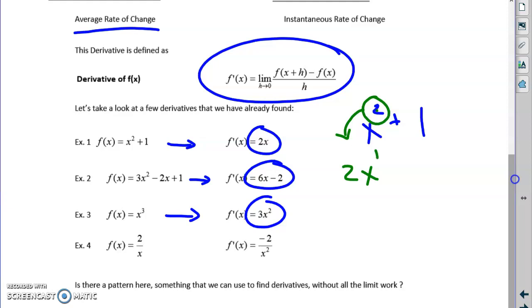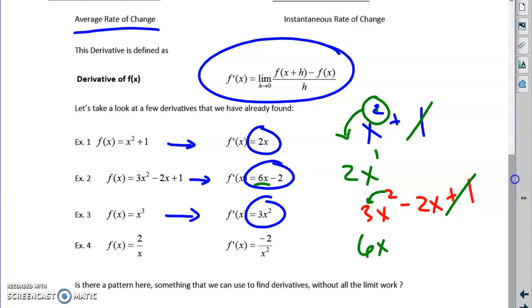Okay? What happens to a constant? Seems to be gone. I don't know. So let's go to the next one. 3x squared minus 2x plus 1. Well, again, the constant seems to be gone. That 2 is brought down front. That 2 could be brought down front, but there's already a number there. 3 times 2, 6x. 2 minus 1, x to the first.